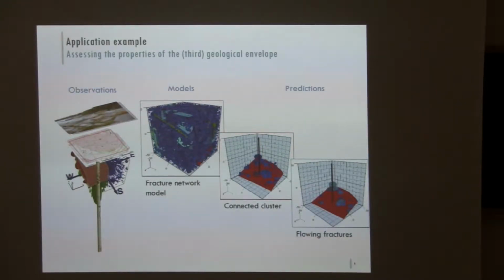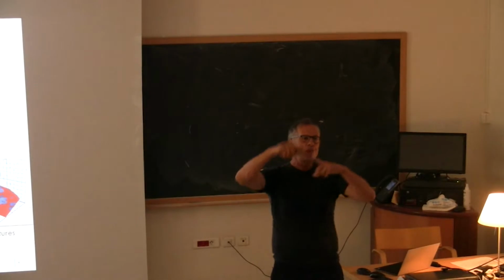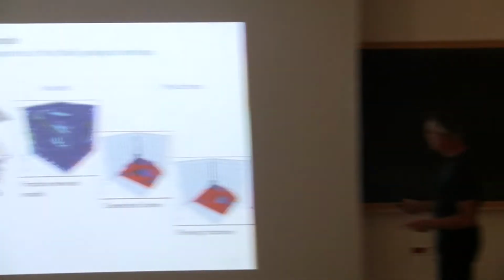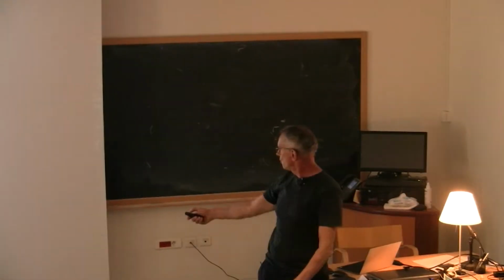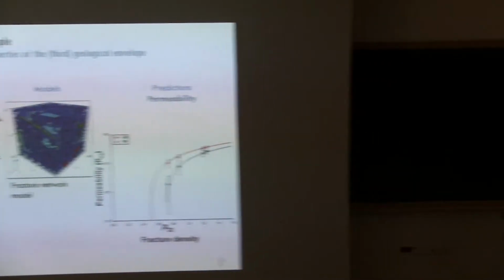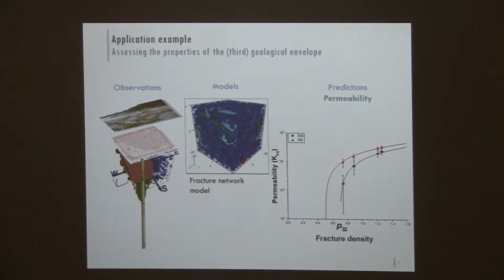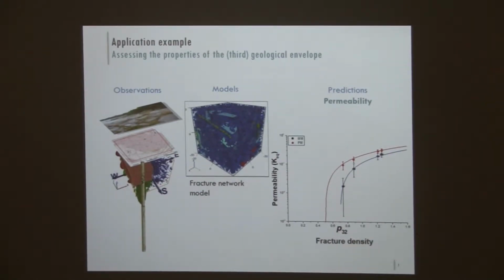And then you make predictions. So the first prediction is the connected cluster. You put the DFN, and you know if there is a path, two paths, three paths, many paths in between in this system. Or you can calculate the permeability. Here you have the permeability. You put it as a function of something that you can measure. Here it's the fracture density. You have models. Here you have exactly the same amount of fractures in both models, but they are organized differently. And you see that the prediction between the blue curve and the red curve is different. For high density, it's about similar. But if you look at this point, you have one order of magnitude difference between both models. Both models have exactly the same amount of fractures.